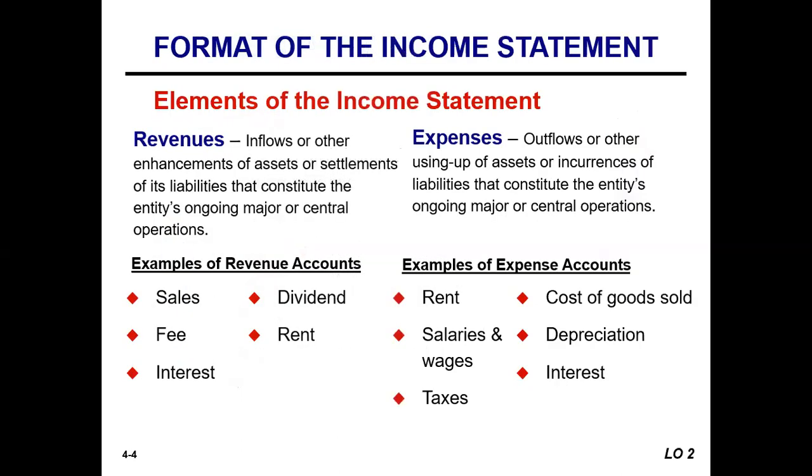All right, so elements of the income statement. I think for the most part, we have seen these and we have gotten practice with some of these things before. So again, revenues are inflows or other enhancements of assets or settlements of its liabilities that constitute the entity's ongoing major or central operations. And then expenses, the outflows or other using up of assets or incurrences of liabilities that constitute the entity's ongoing major or central operations. And it's given us some examples here. Again, we'll continue to get more practice with them as we go through the book.